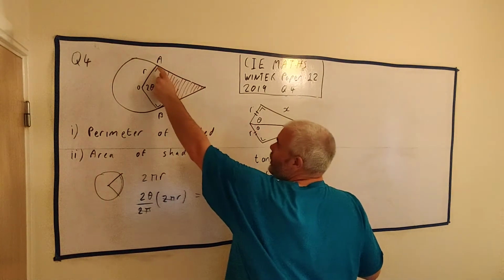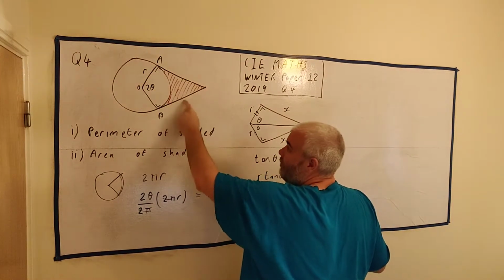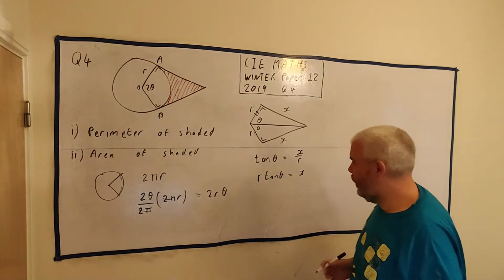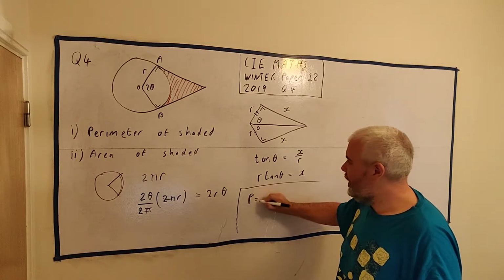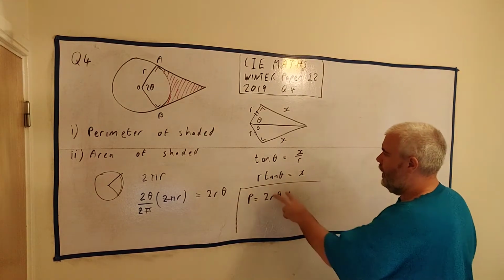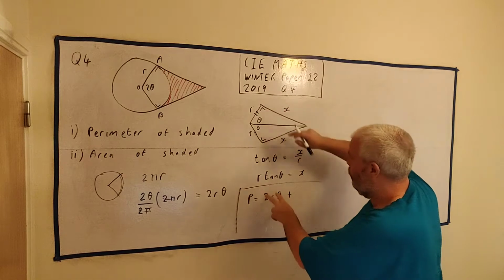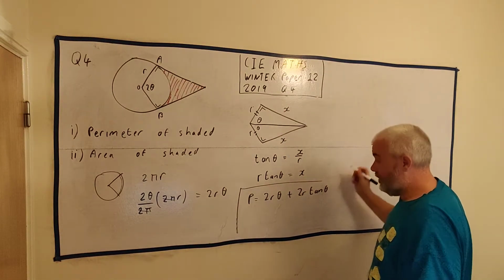We have this length, we have this length, we have this length. That's it, just add them all together. So let's see here. P is equal to 2r plus 2 of these. We have 2 of these, so 2r tan theta. That's it, that's your answer.